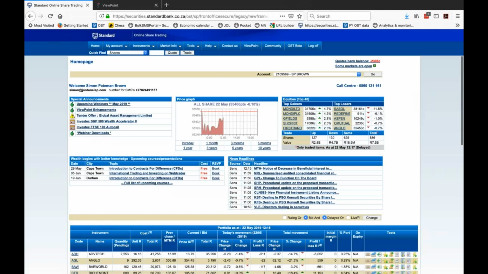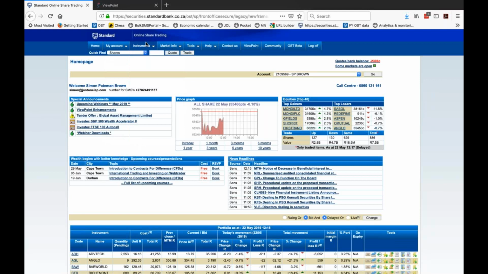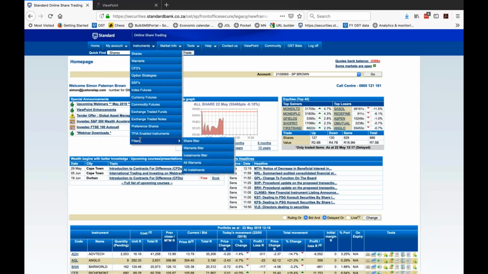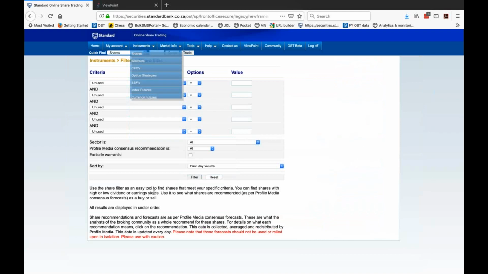The first point is, where do you find it? It's under Instruments, Filters. You've got Share Filter. You've also got Warrant and Installment Filters, but today, obviously, we're focusing on Share Filters. You get hit with this page here. I'm going to start from the bottom, work my way up, and then we can look at some actual practical processes.